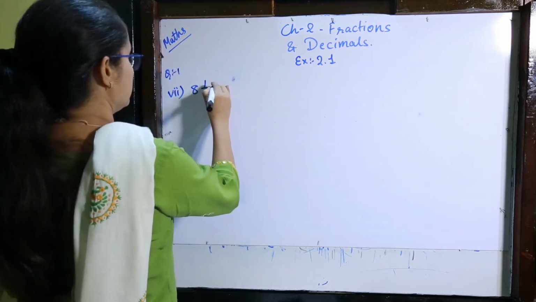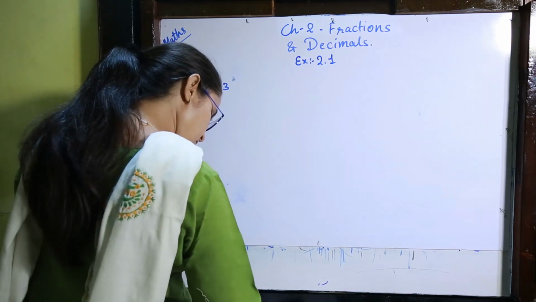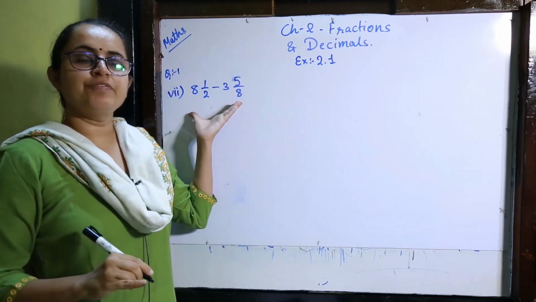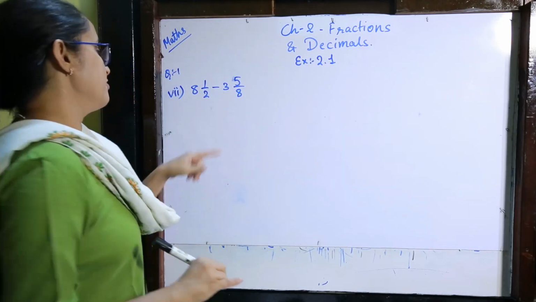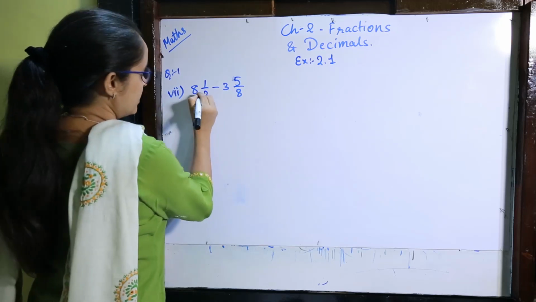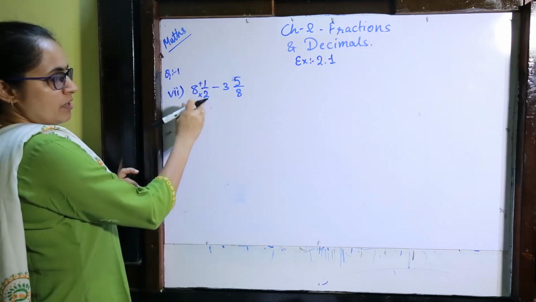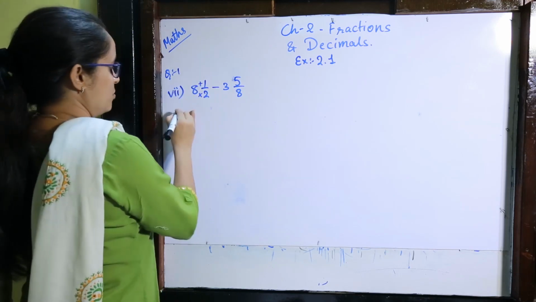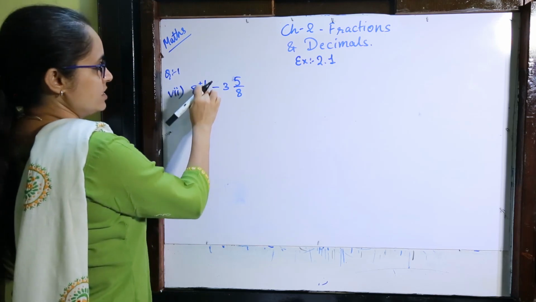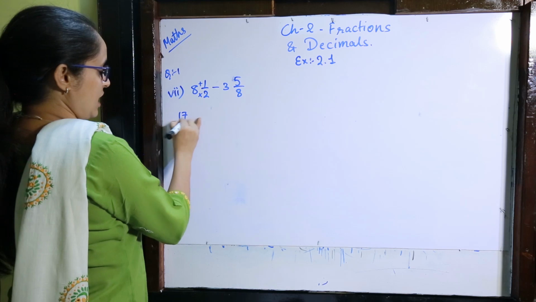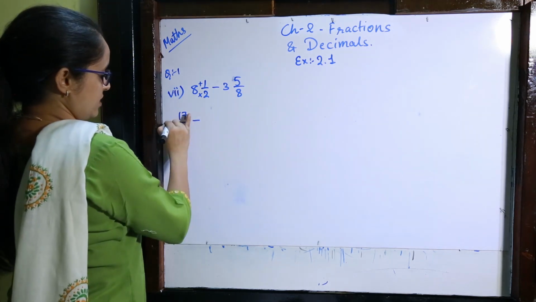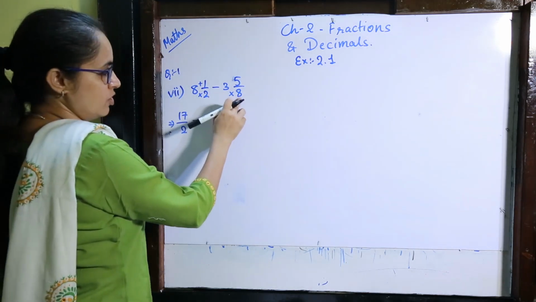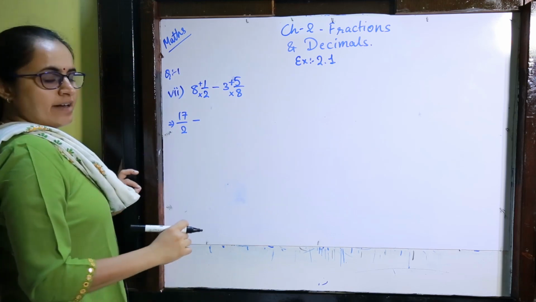Sorry, minus 3 5 upon 8. Now here children, you have mixed number fractions. So first of all, your first step is to convert it into improper fraction. So to convert a mixed number into improper, what you have to do? The whole number should multiply with the denominator and then add the numerator. So 2 8s are 16, 16 plus 1, 17 upon 2 minus, again you have to multiply the whole number with the denominator, plus add the numerator.